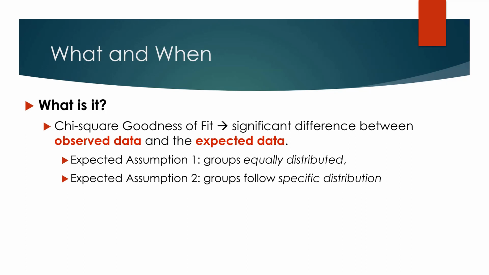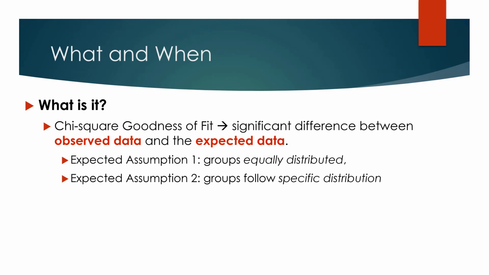The second assumption is that the groups would follow a specific distribution. Let's say that you expect there to be a certain amount in one group, a lesser amount in the second, a greater amount in the third, and so on, right? So it's not equal across. It's that there's a specific amount in each group. And then you compare the observed to that expectation. So you have to focus on which assumption is there.